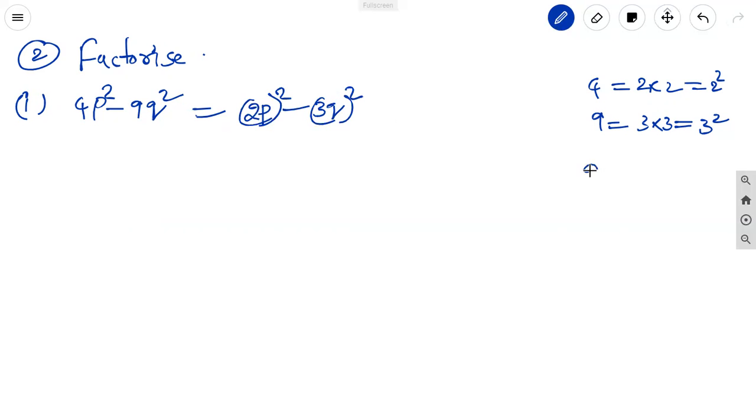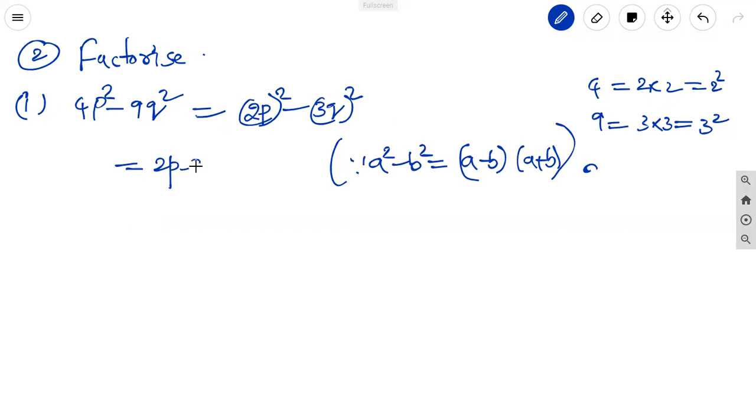What is the form of identity? It is a square minus b square equal to a minus b into a plus b. So we can write it as 2p minus 3q into 2p plus 3q. Use the identity of a square minus b square. Second question.